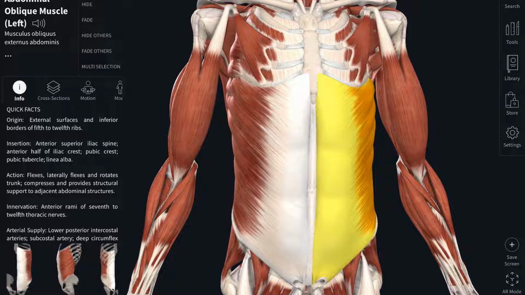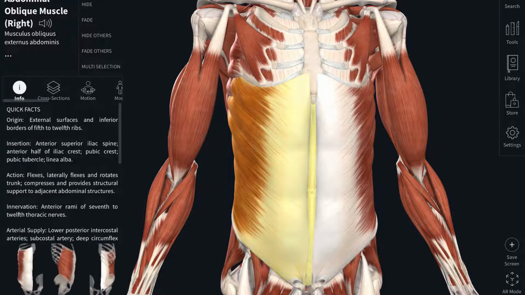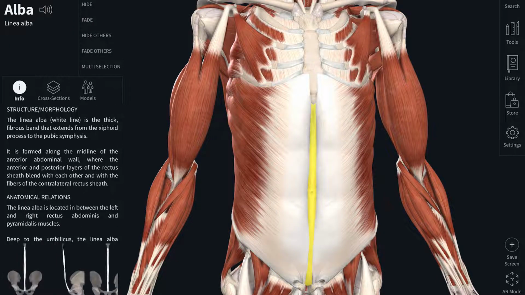So the external obliques, rather, they direct diagonally downward immediately towards the linea alba. Linea alba is the center. It's a thick fibrous band that extends from the xiphoid process to the pubic symphysis.